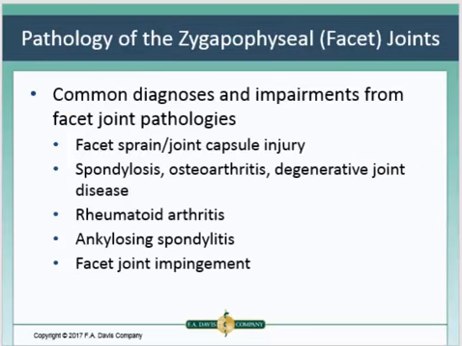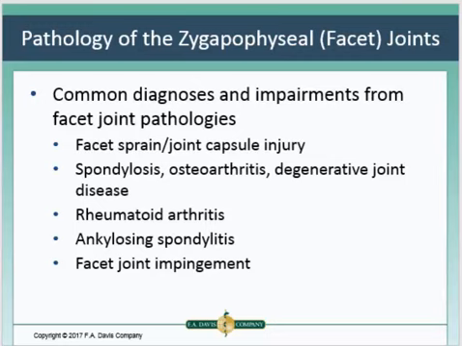Okay, now we're going to talk about the facet joints, or the zygapophyseal joints. Facet is easier to say, so we're going to stick with facet joint. So some common pathologies that you may see with facet joints. One is a facet joint sprain or a joint capsule injury. This is much more common if there's a trauma, a fall, or a motor vehicle accident. You can see osteoarthritis, spondylosis, and degenerative joint disease. This is when you're getting bone spurs, wear and tear of those joints.